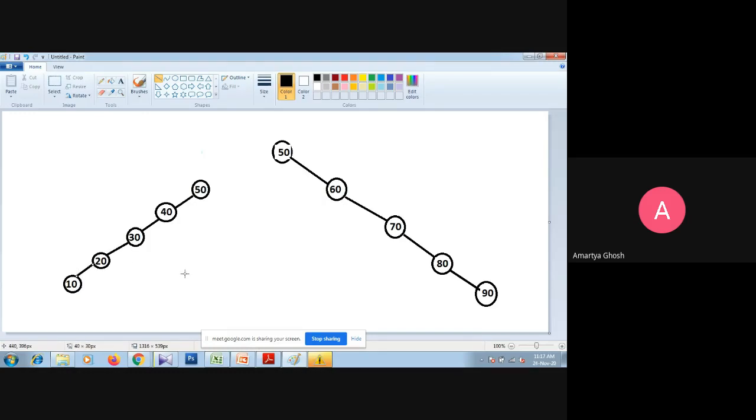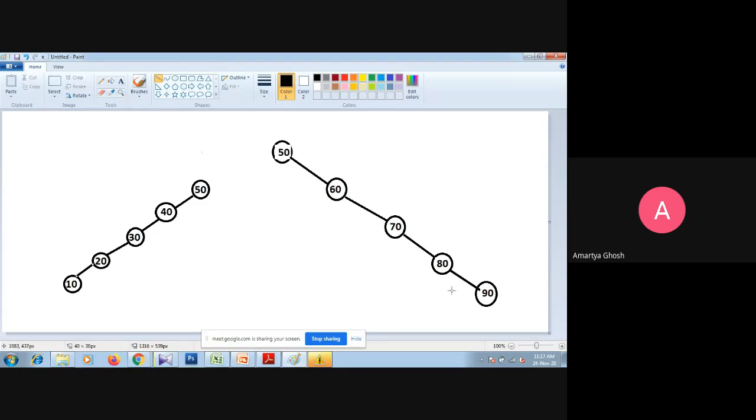So here you can see these two trees. This one is the first tree, where the list is given in ascending order, and this one is the other tree, where the list is given in descending order. Okay. So both times the tree form looks like a linear way.